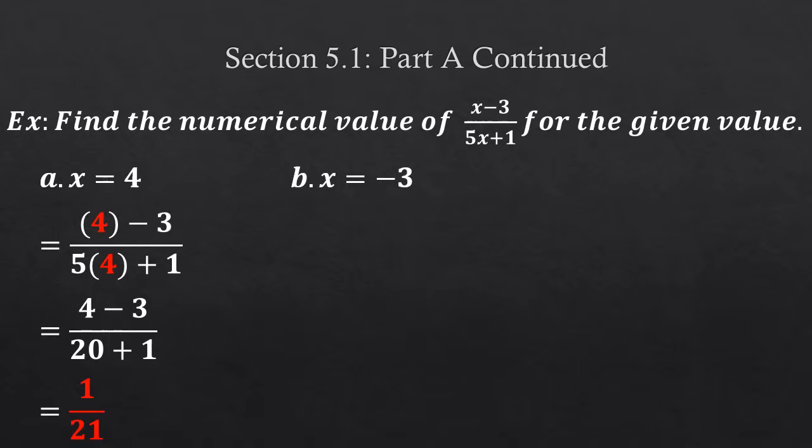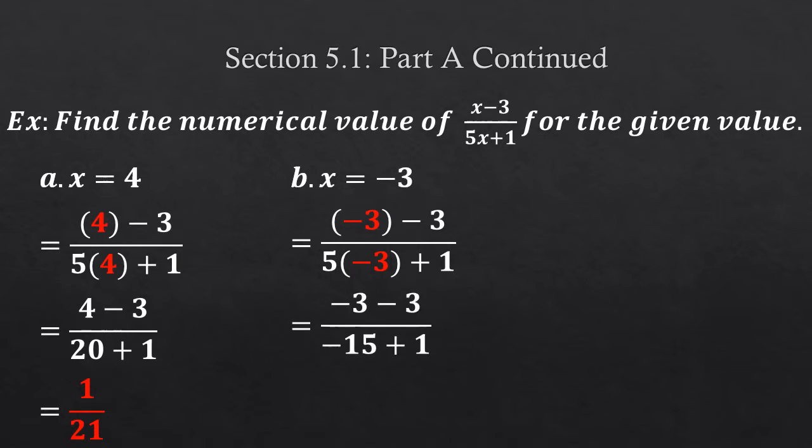Suppose x equals negative 3 this time. Same principle, same concept. In this same expression, we're going to substitute in for the value of x, negative 3, and we're going to perform any operations arithmetically. So at the bottom, once again, we're going to perform the multiplication. At the top we'll have negative 3 combined with the negative 3, and at the bottom 5 times negative 3 is negative 15 added to 1. So we're going to have negative 6 over negative 14.